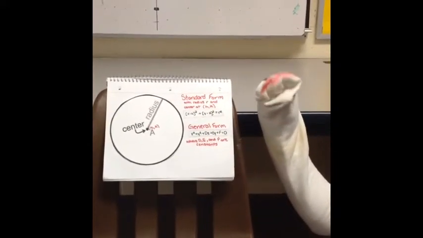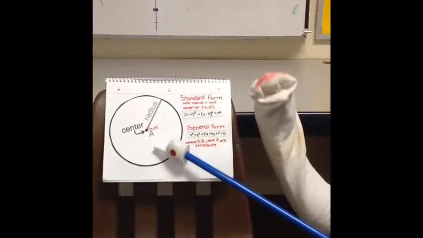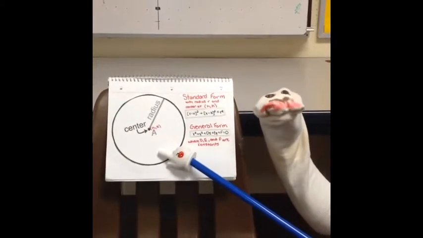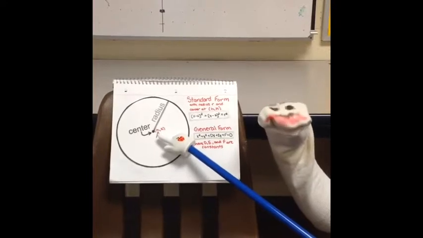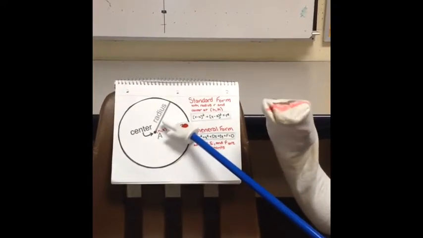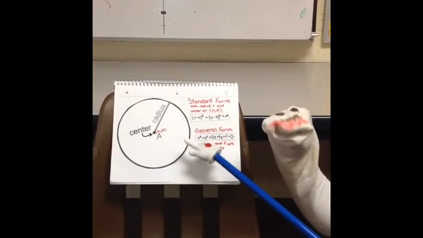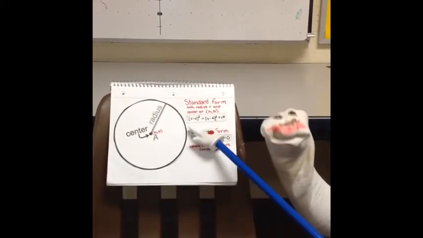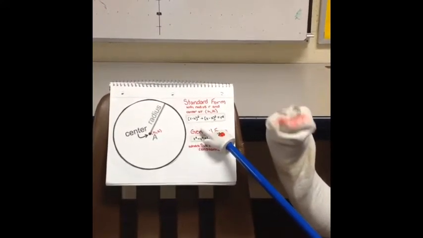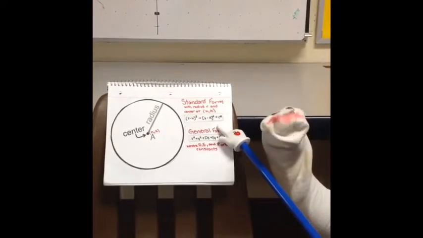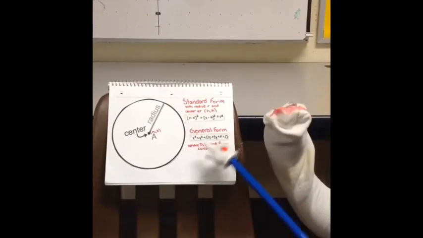A circle is the set of all points in the plane that are equidistant from a given point in the plane called the center. The distance from the center to any point on the circle is called the radius. The standard form of the equation of a circle with a radius r and center at h, k is x minus h squared plus y minus k squared equals r squared.